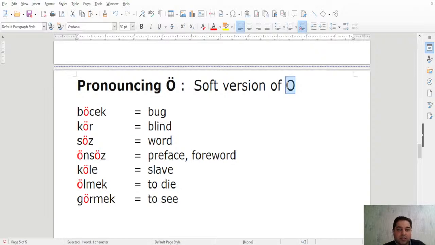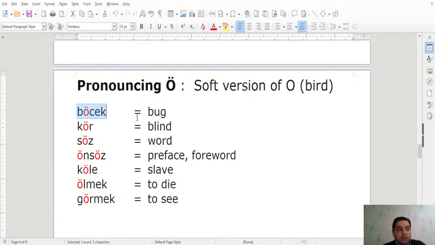So in English it has this O, and the soft counterpart of that will be Ö. Same as you will pronounce it in the word bird. When you pronounce bird, this I here is pronounced exactly as Ö, or they are almost the same in pronunciation. So it is not O but Ö.